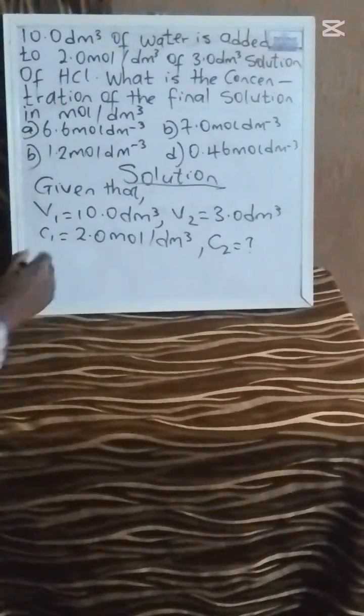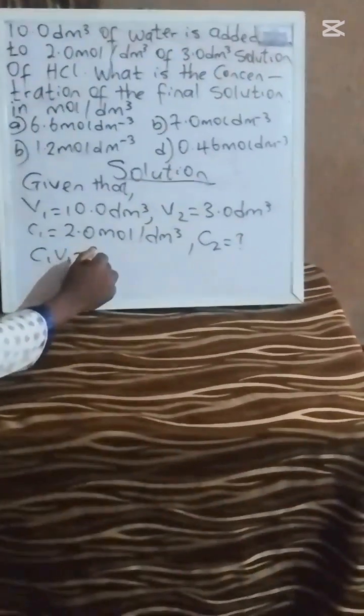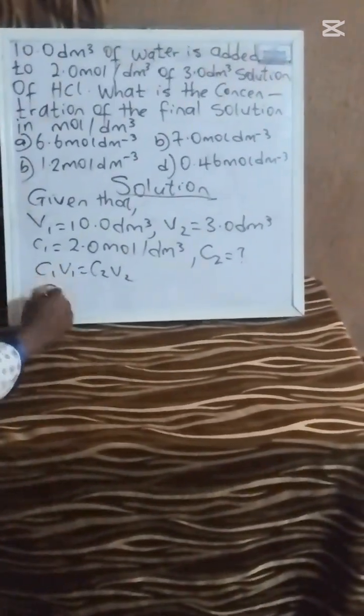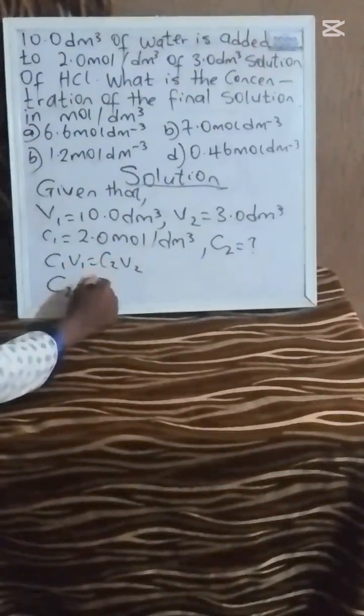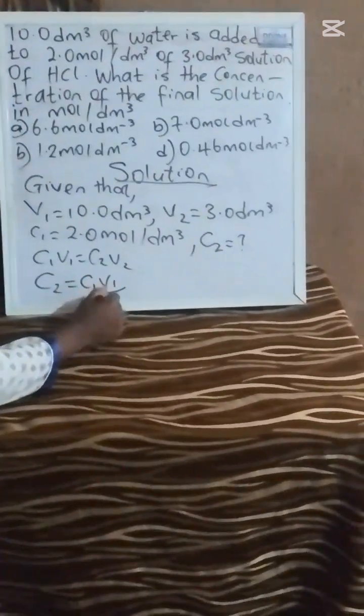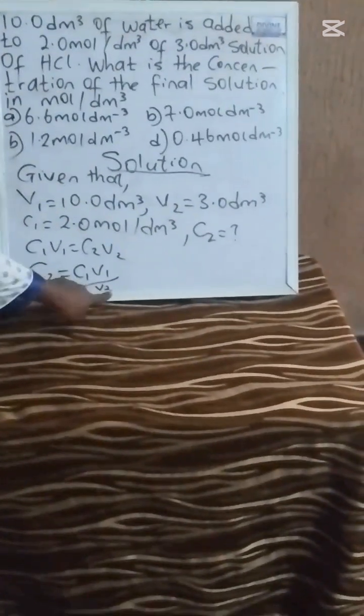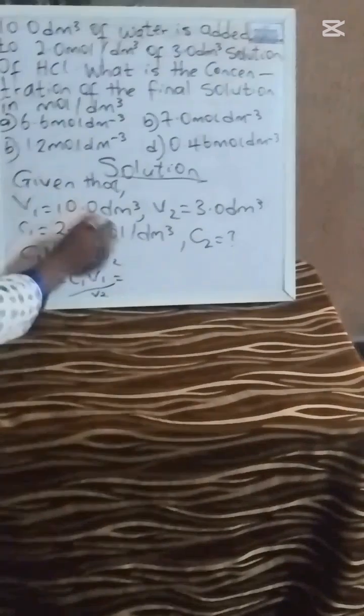Now using the dilution formula, I have C1 V1 equals C2 V2. I'm making C2 the subject of the formula. C2 is equal to C1 V1 over V2. Sorry for the handwriting. Now let's substitute in our values. C1 is 2.